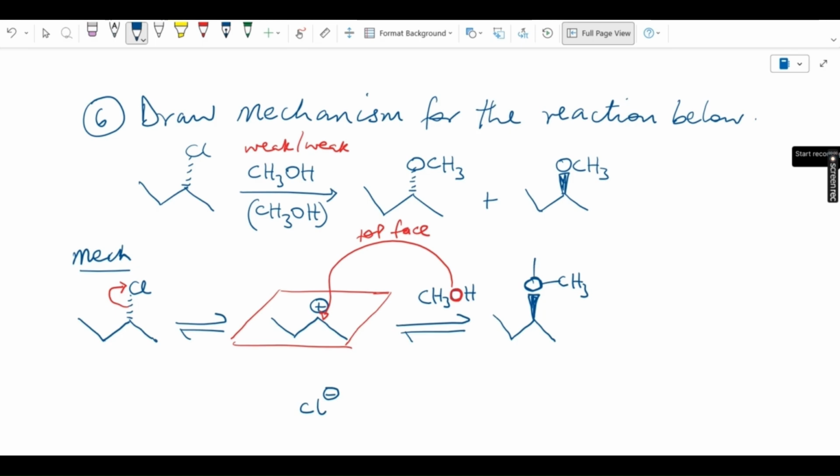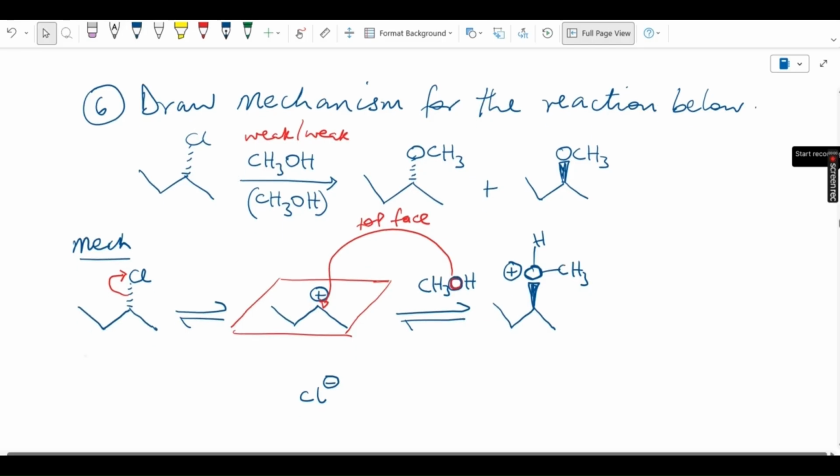And that oxygen is connected to CH3 and hydrogen. Since the oxygen donates electrons to the carbocation, we'll give that oxygen a positive charge. And since we have an oxonium ion, the anion will be attracted to the oxonium ion. Remember, you must always account for the charges at every step of the mechanism.